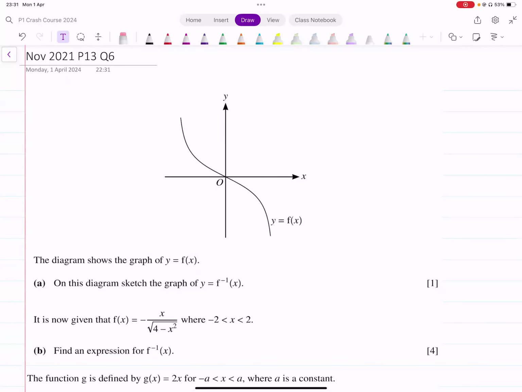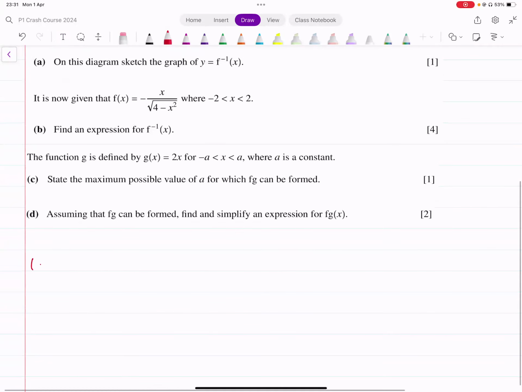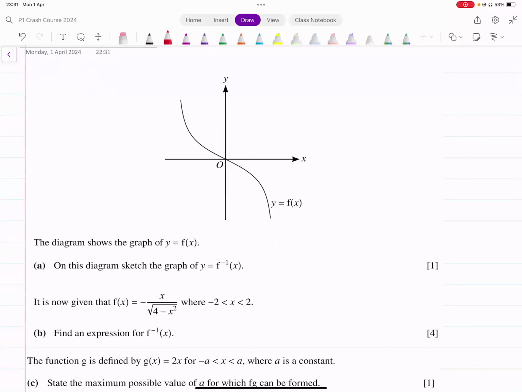Okay, so now this is a good one. Let's have a look at this. The diagram shows a graph of y equals f of x. On this diagram, we need to sketch the graph of y equals f inverse of x. All right, we need to draw the graph of f inverse of x.